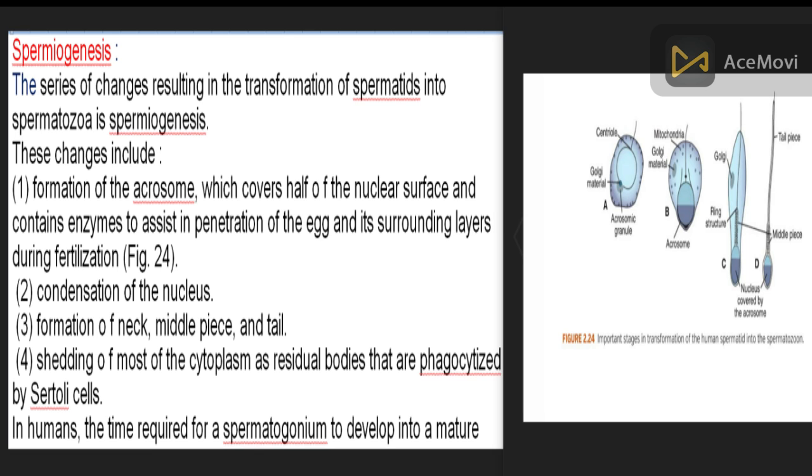Spermiogenesis is the series of changes resulting in the transformation of spermatids into spermatozoa. These changes include, 1. Formation of the acrosome, which covers half of the nuclear surface and contains enzymes to assist in penetration of the egg and its surrounding layers during fertilization, Fig 24.